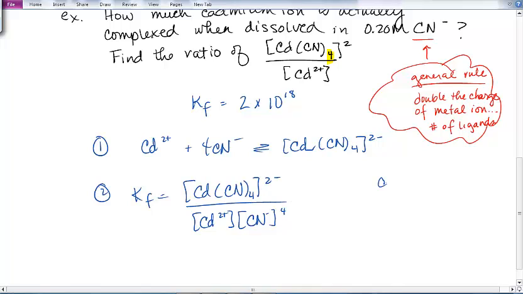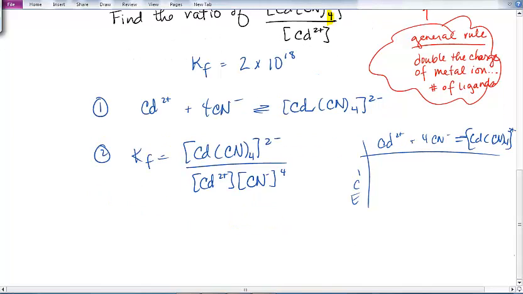And, you know, certainly we could do an ice table for this, but in this kind of problem, we could probably avoid the ice table just because of what the question is asking. Certainly our next step would be to do an ice table, and sometimes we have enough information that we should. But I want you to notice what we're being asked for. What we want is this ratio. So let's solve it for that ratio.